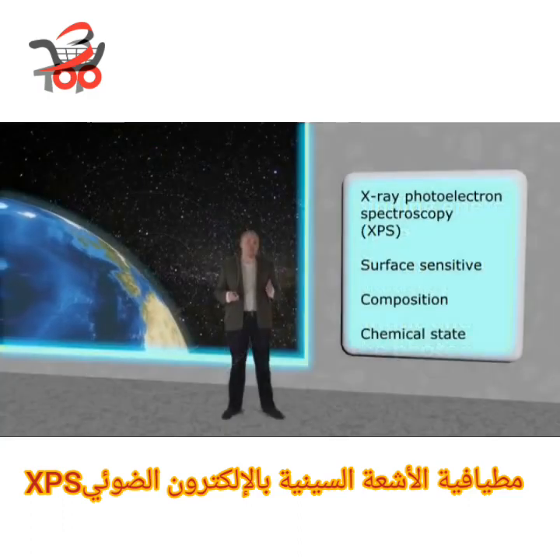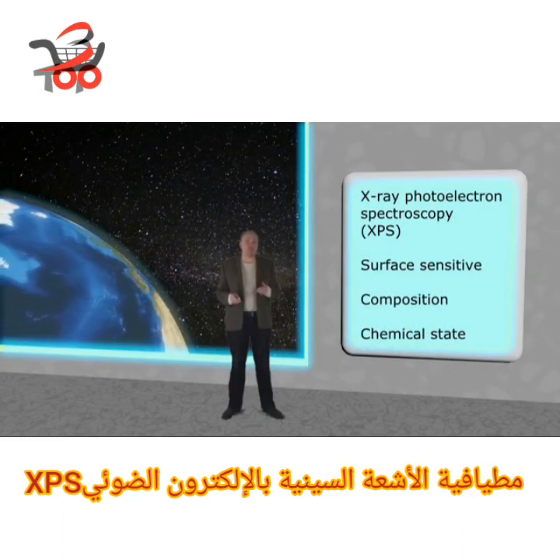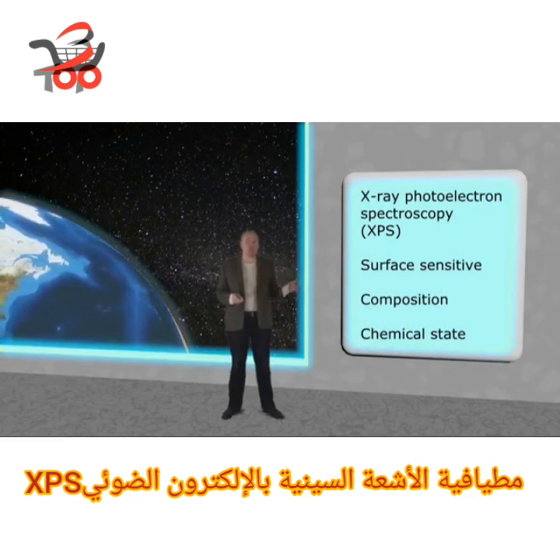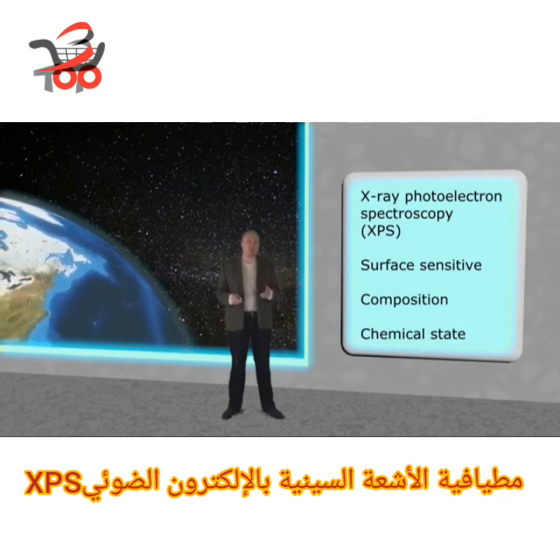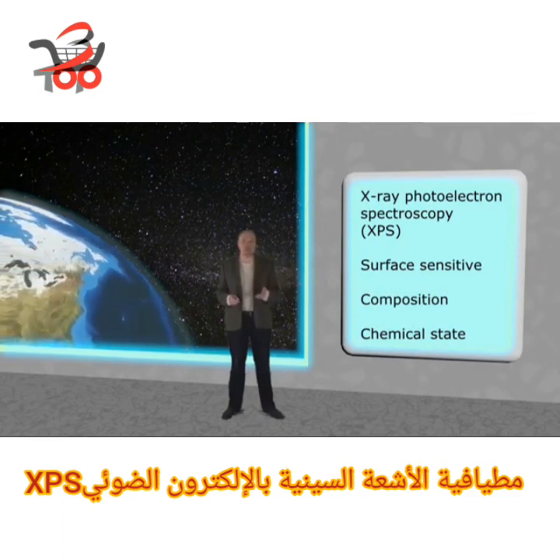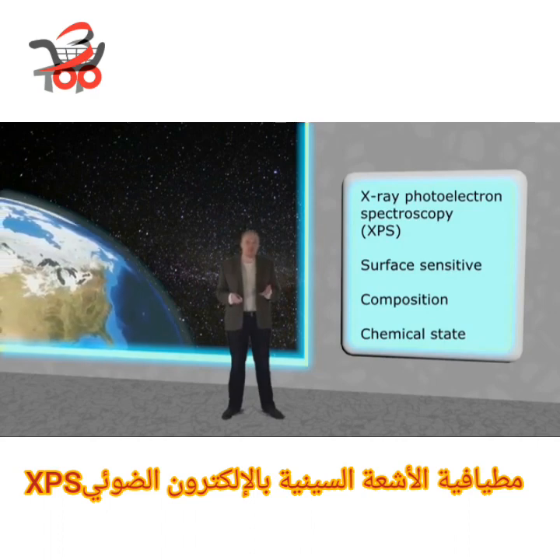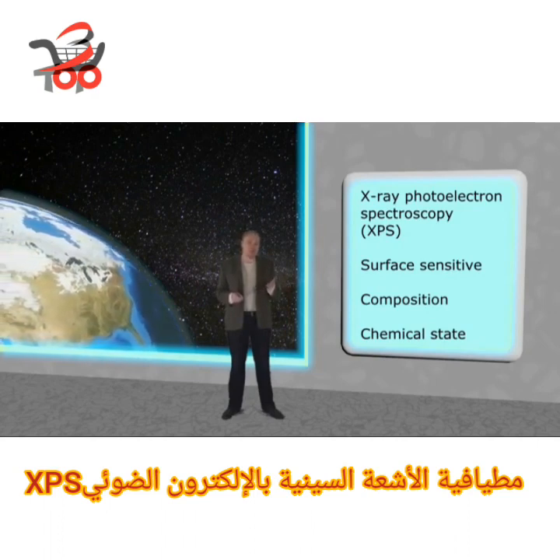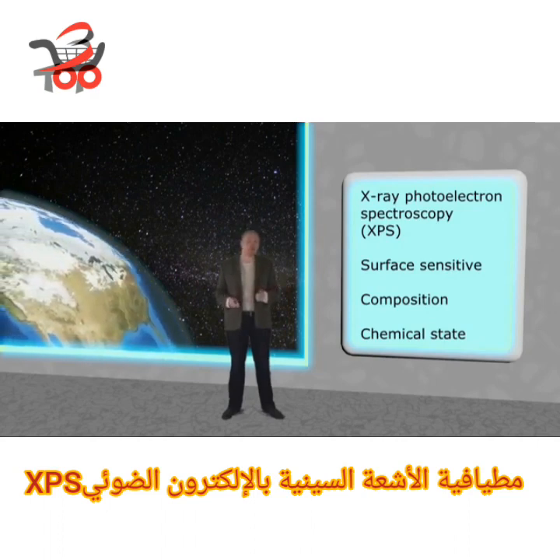This means that if our exciting radiation has a well-defined wavelength, we can get information about the material's composition and even chemical state if we measure the energy of the emitted photoelectrons. The material characterization method that does exactly that is called photoelectron spectroscopy.